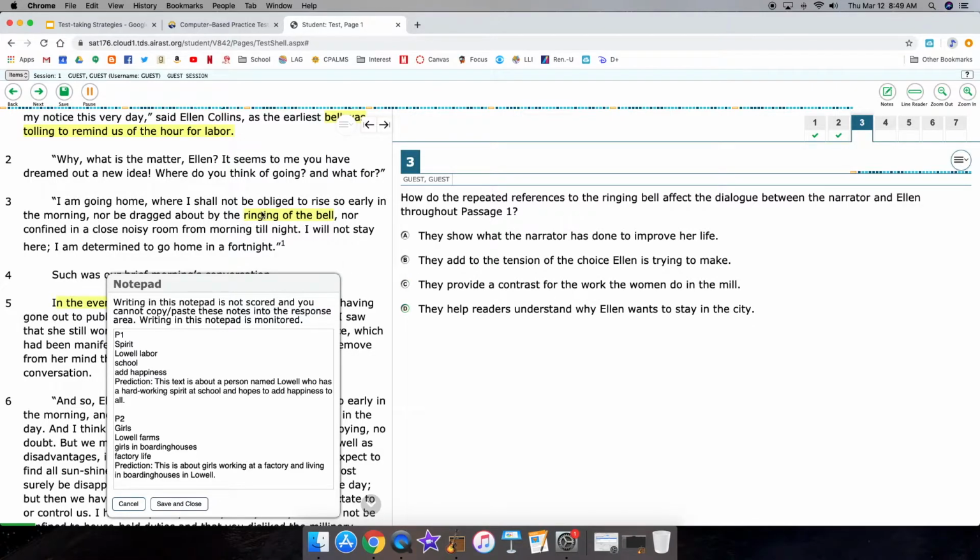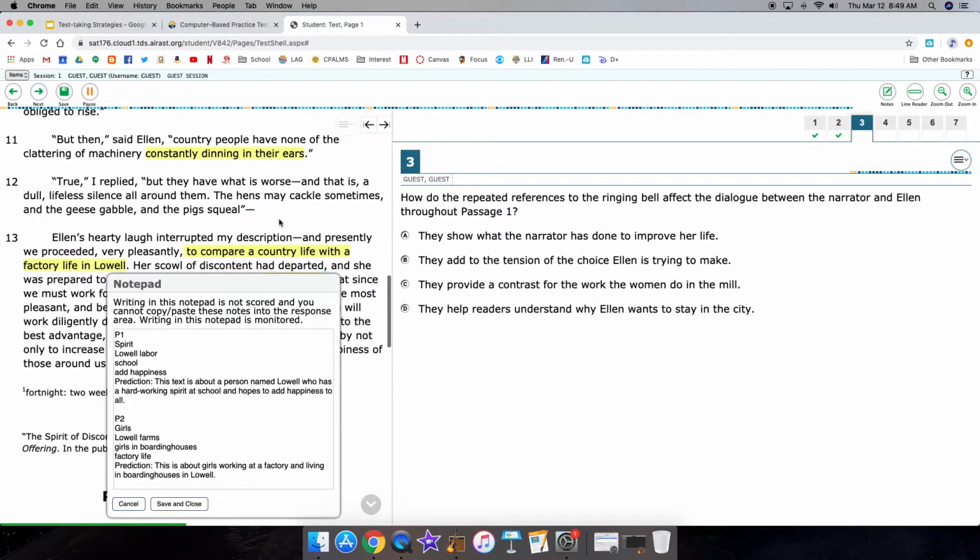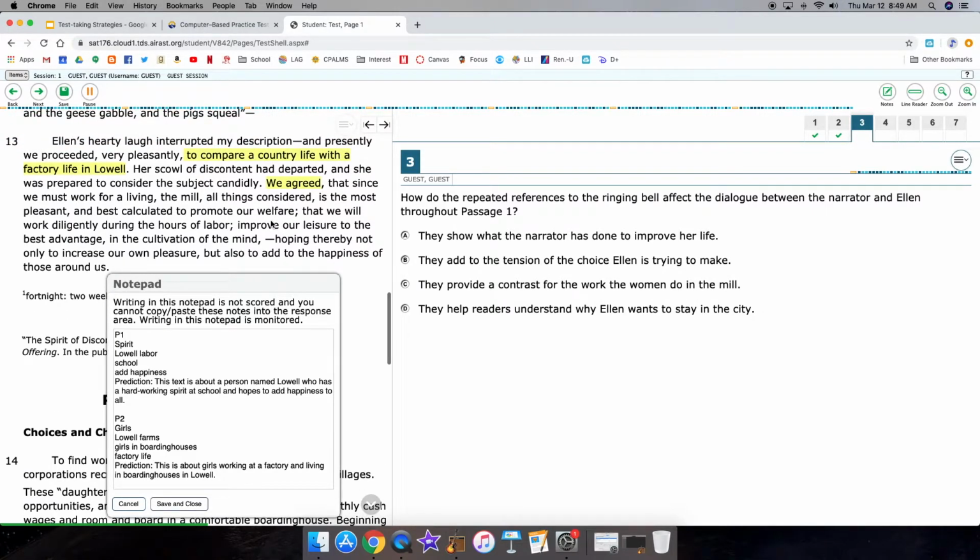Again, I don't think they do. Our narrator does that. The reason she wants to stay in the city is because she has access to books and different leisure activities, and they're going to increase her happiness and those around them because they have access to those things. And there's like nothing on a farm but pigs and geese and chickens. So I don't think it's D. It's definitely not C.